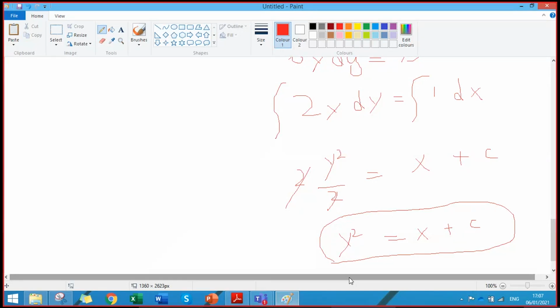In order to calculate c, we need to know the value of x and y, or we can just put a coordinate. Let's say at x equals 0, y equals 0. So c is 0. In that case, we'll have the equation x equals y square. So what sort of streamlines will we have?